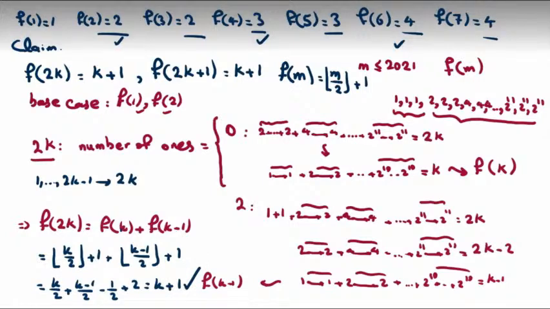So now try to prove f of 2k plus 1 as homework, and you can comment your answers right below this video. It is exactly like f of 2k. And we've proved this problem completely. So let's go to the next idea.